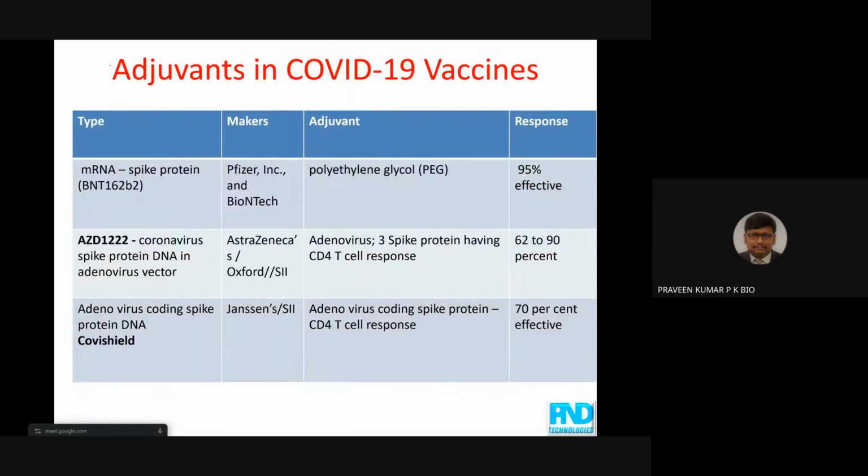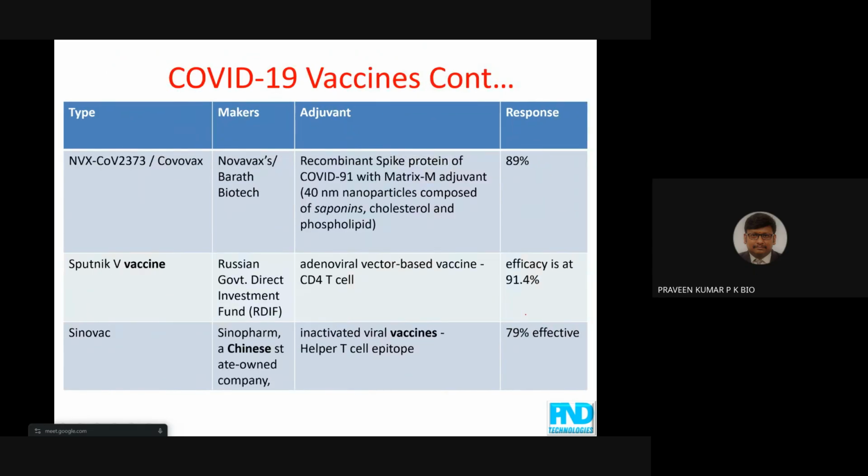Now, related to adjuvants in COVID-19 vaccines. In COVID-19 vaccines, polyethylene glycol is used in the mRNA spike protein vaccines, and an adenovirus is used in the AZD1222 spike protein vaccine, Covishield. Even I have taken Covishield, and many of you have too. Here, the adenovirus vector itself acts like an adjuvant. In the early cases, the efficacy was just 70%. And if you see Covaxin, it is showing a good kind of efficacy.